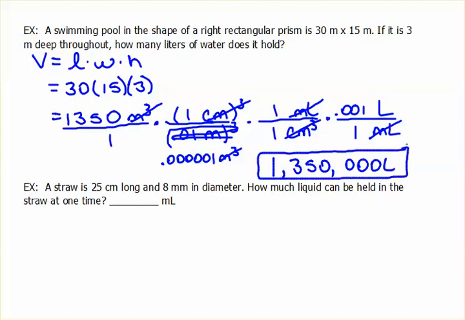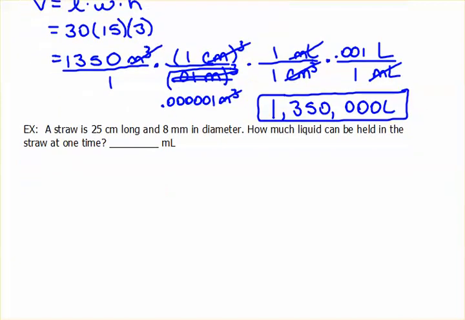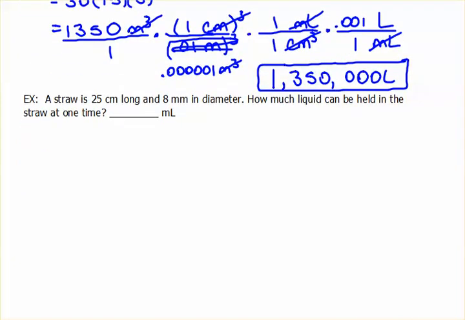Very interesting problem. Our next problem is again another word problem. So these are always the fun ones that you have to really stop and think about and figure out. That's what makes mathematics fun. So this one says a straw is 25 centimeters long and 8 millimeters in diameter. How much liquid can be held in the straw at one time?